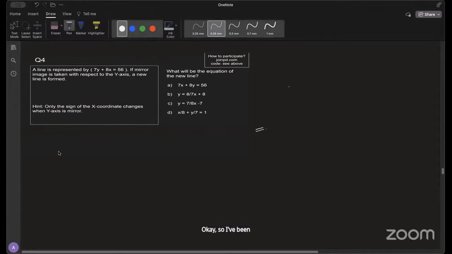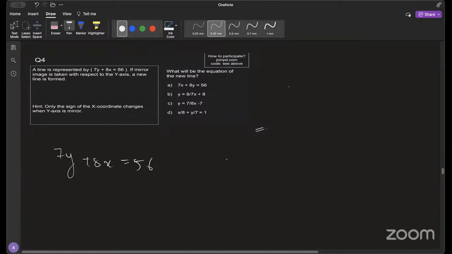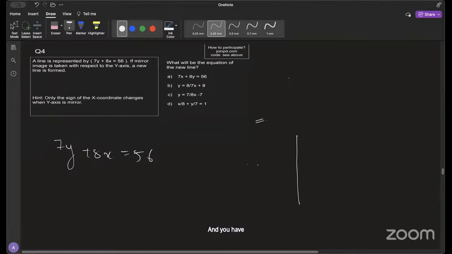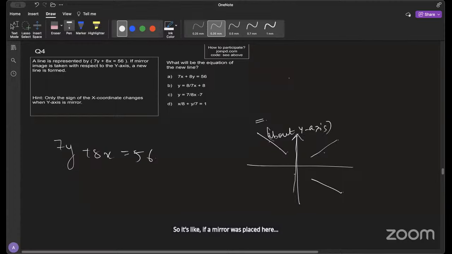Okay, so you've been given a line and you have to take its mirror image with respect to the y-axis. So the mirror image is this thing. If you have a line like this, the mirror image of this is going to be this. So about the y-axis, the mirror image is this, and about the x-axis, it's going to be this. It's like if a mirror was placed here, then the image would be this, and if a mirror was placed at the x-axis, then the image would be this.